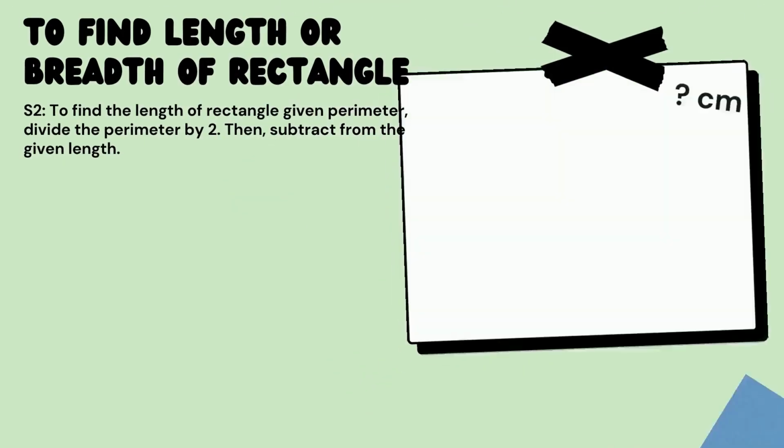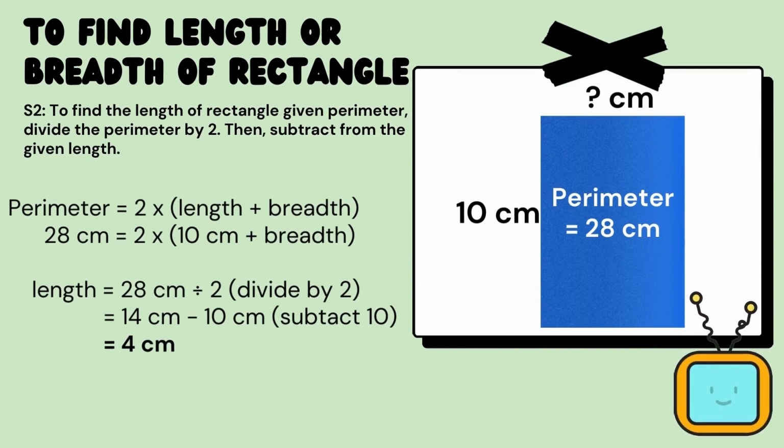Okay, let's look at another example. All right, look at the diagram. You are given the perimeter, which is 28 centimeter. You are given the length this time, which is 10 centimeter, but I don't know what is the breadth there. So we want to find what is the breadth, okay?